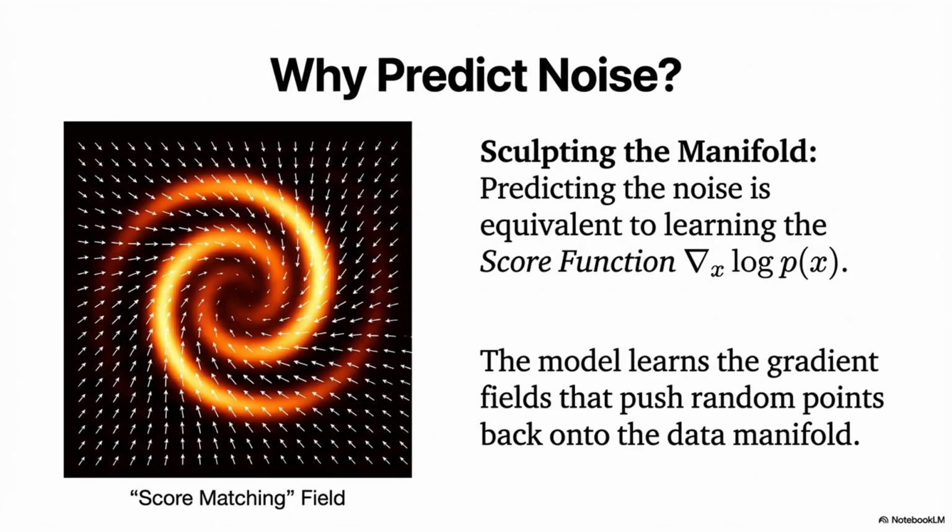So why is predicting noise so darn powerful? Well, it's because it's basically the same thing as learning something called the score function. Look at this visual here. The model is learning the direction of all those tiny arrows at every single point in space. Those arrows are like a map that tells you, hey, if you're a random point out here in the void, you need to move in this direction to become more like a real image. It's learning the underlying structure of the data itself.